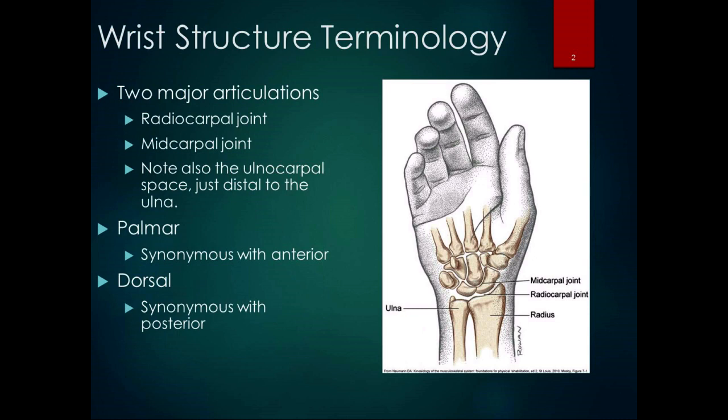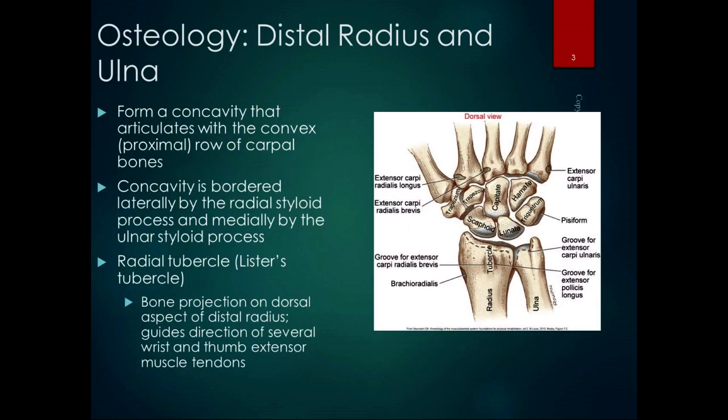In terms of terminology, palmar is synonymous with anterior, or the palm of your hand. Dorsal, synonymous with posterior, or the back of your hand. The distal radius and the ulna we talked about in the forearm and elbow chapter.